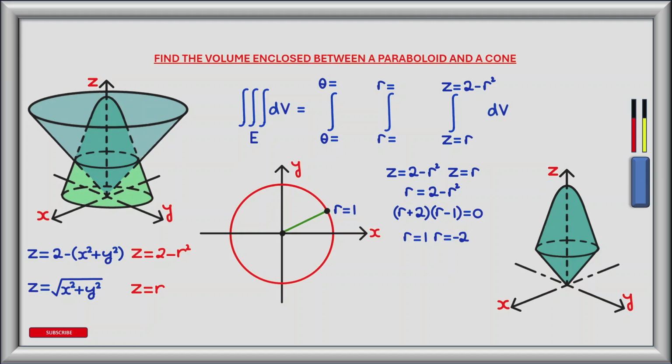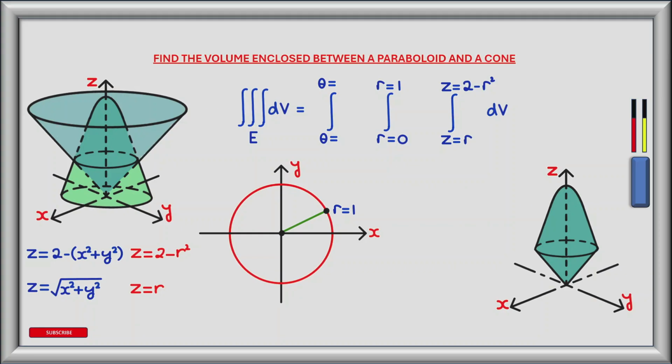And for this, we'll be using the positive value of r because the radius is positive, so where r equals 1. The upper limit of integration for r is the radius of this circle, so where r equals 1. And as r begins at the origin, the lower limit of integration is r equals 0.